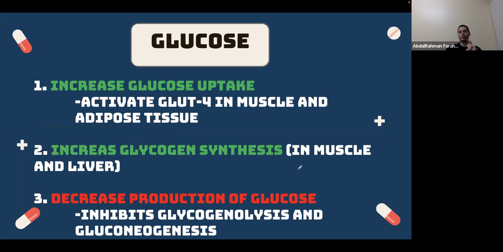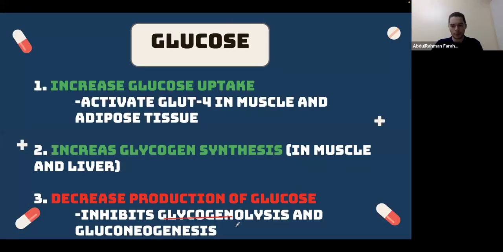The second thing is you increase glycogen synthesis. As we said before, insulin is an anabolic hormone, so we're going to build up more molecules, and that's through glycogen. And finally, decreased production of glucose. Again, your main objective with releasing insulin is to reduce the amount of glucose in the blood. And so giving insulin reduces the production of glucose because it inhibits glycogenolysis and gluconeogenesis.